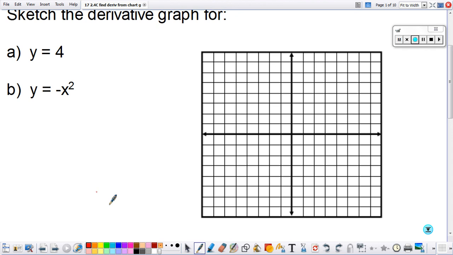Okay, so if I think of the function y equals 4, that's a horizontal line. So the slope, or the derivative for y equals 4, always has a slope of 0. So that is a horizontal line at 0.